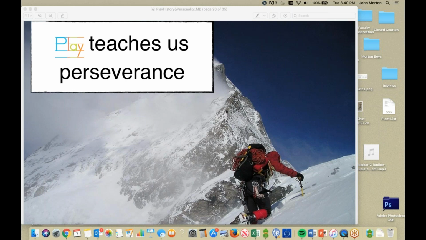Perseverance is also a big one. I'm sure everyone has had a time, a moment, something that they couldn't do, but you persevere. You go through something, you try it again and again and again, and eventually you get there.